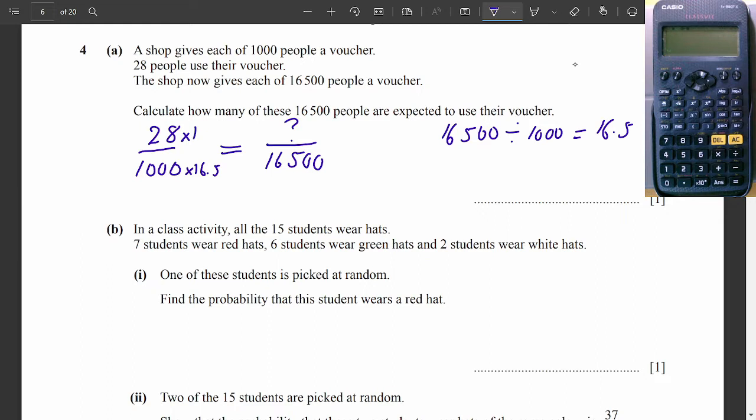And with equivalent fractions, we do the same at the top and the bottom. So we do 28 times 16.5, and we got the answer 462.